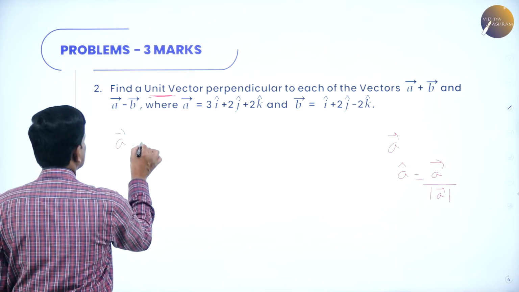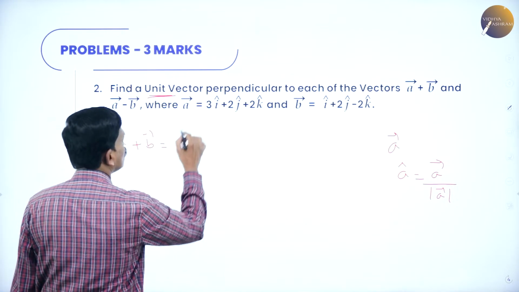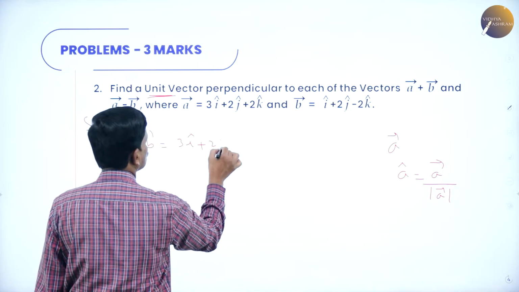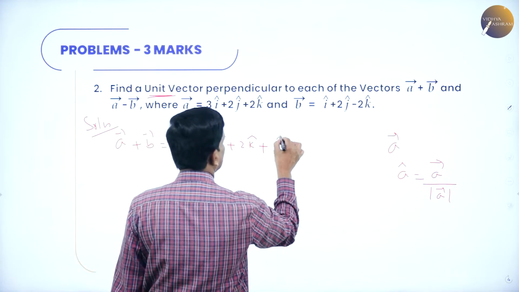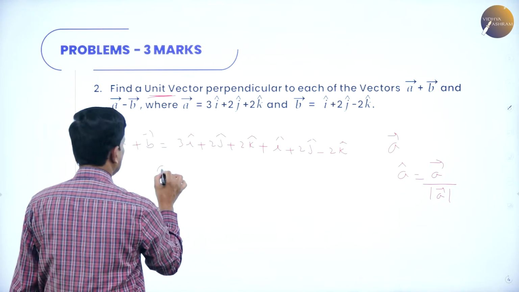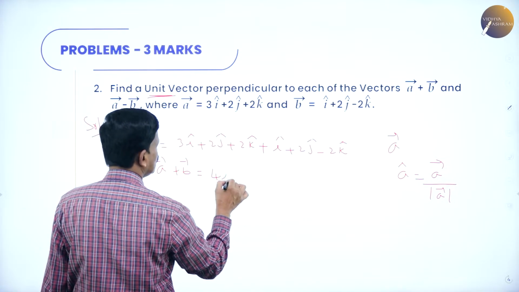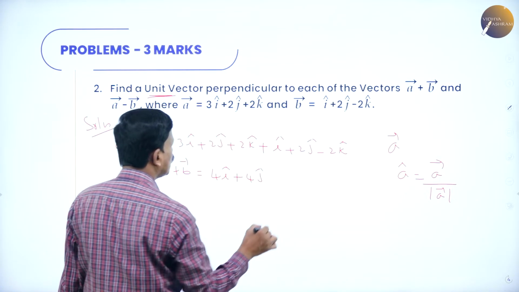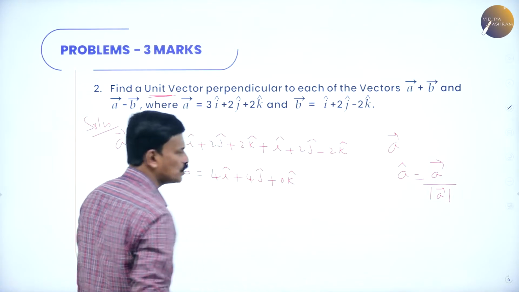Now, a plus b. Vector a plus b is equal to, what is vector a? Vector a is 3i cap plus 2j cap plus 2k cap, plus vector b: i cap plus 2j cap minus 2k cap. So, therefore, vector a plus b is equal to 3i plus 1i is 4i. Again, 2j plus 2j is equal to 4j cap. Again, 2k minus 2k gets cancelled. This is equal to 0k cap.